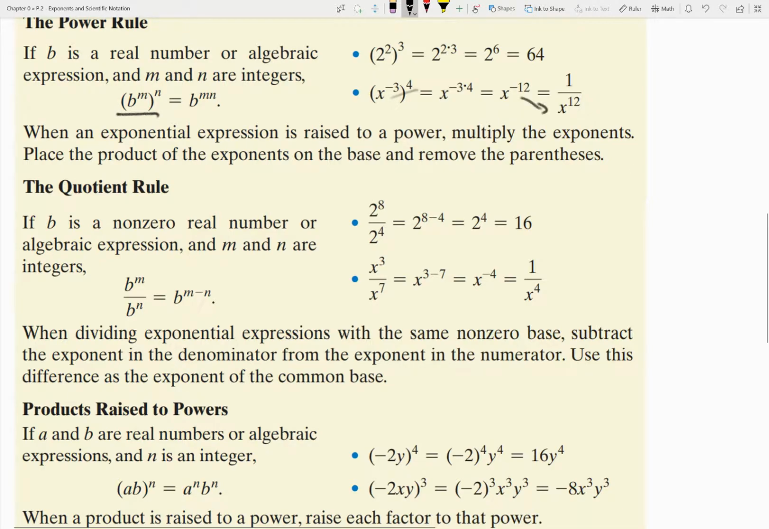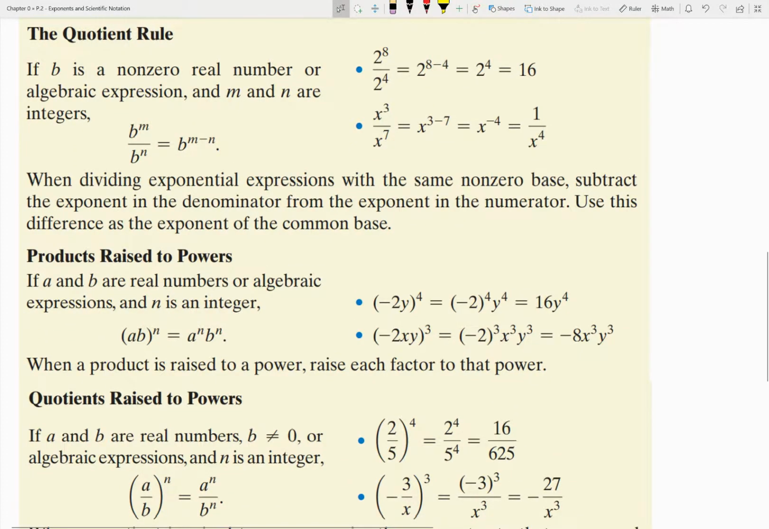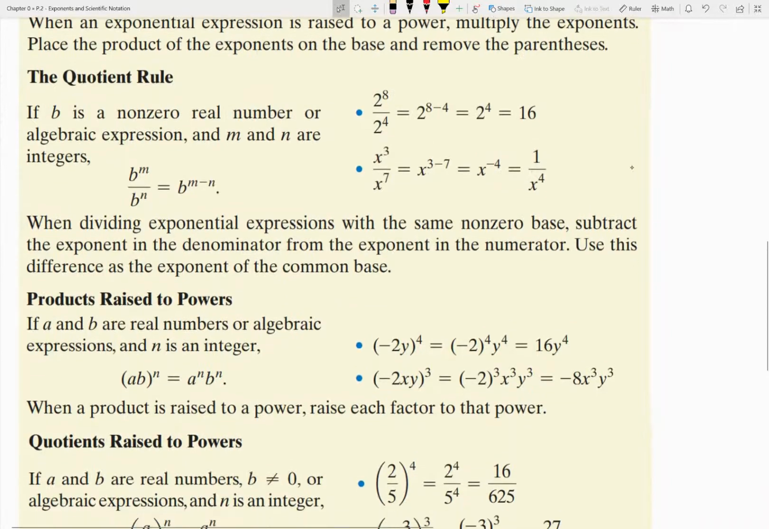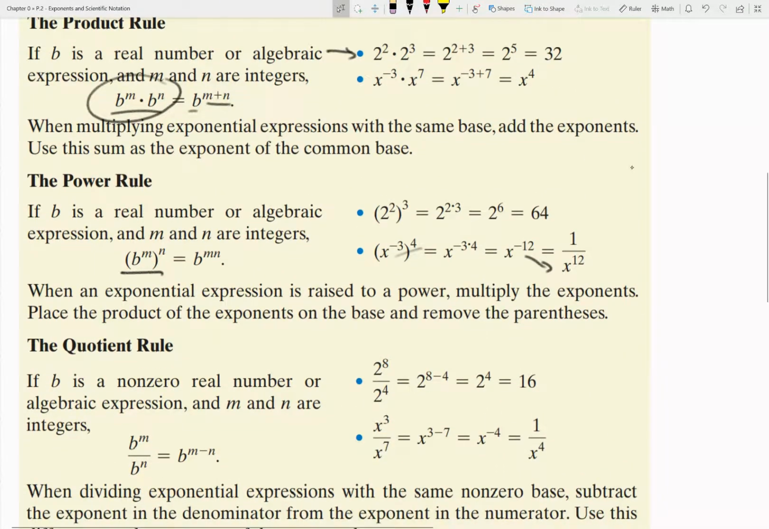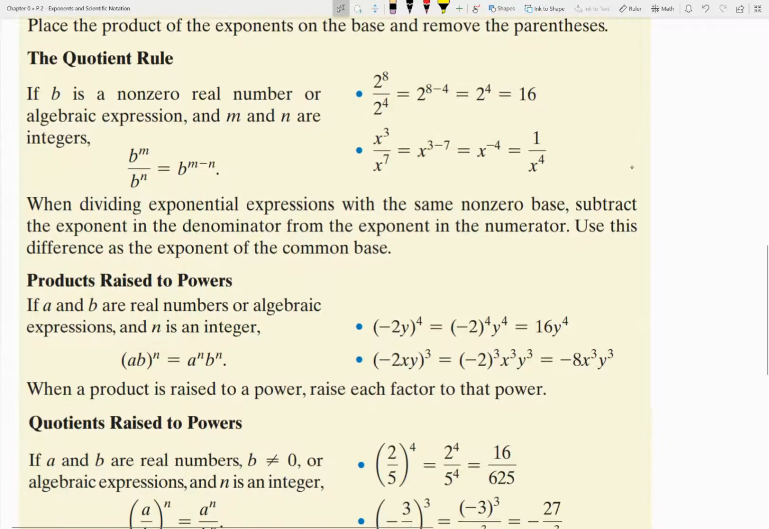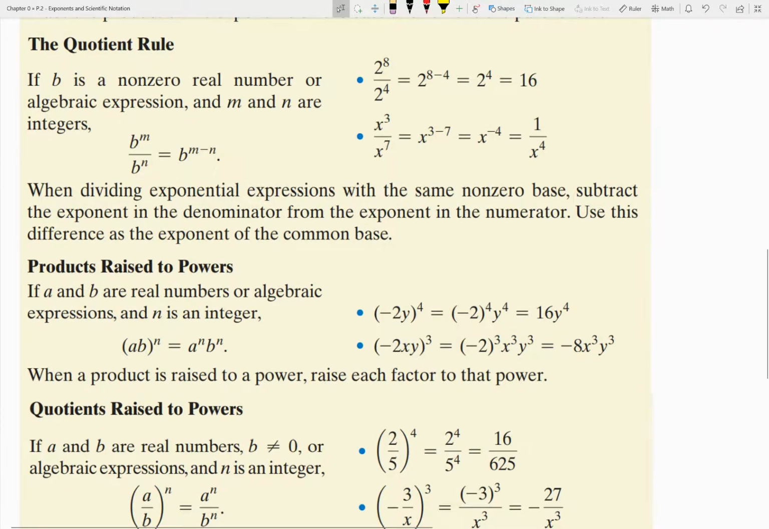And then we have to use my first rule. So we can combine these properties together in order to simplify my expressions. Next, the quotient rule. Now, instead of having a product like we have up at the top there, we now have a quotient. And now instead of adding the exponents together, we subtract them.